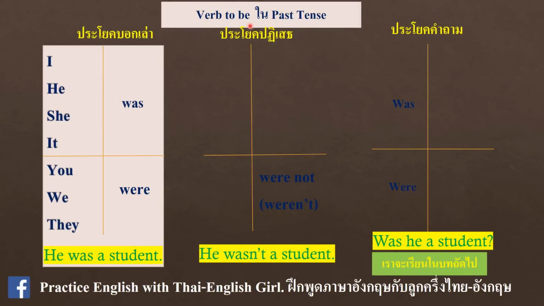This is the positive column. As I explained earlier, I, he, she, and it are followed by was. You, we, and they are followed by were. For example, he was a student.